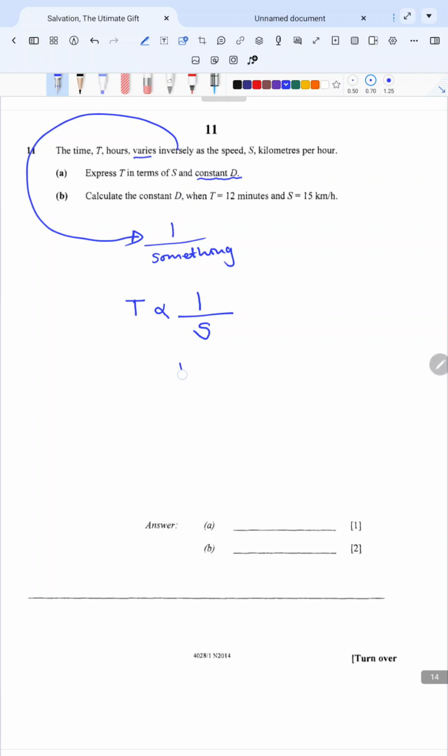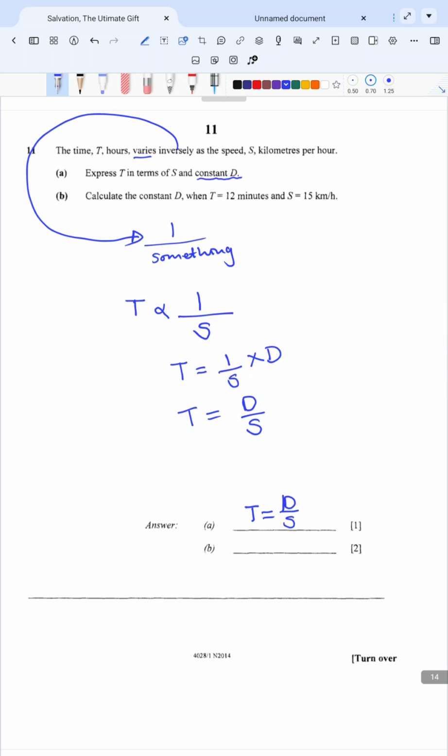So I'm going to write t first, then remove the variation sign, you put equal sign. 1 over s is going to be multiplied by d. You get t is equals to d over s. So this is the answer for part 1. So I'm going to write t is equals to d over s. I hope you are following, class. Let us move on to item 2.